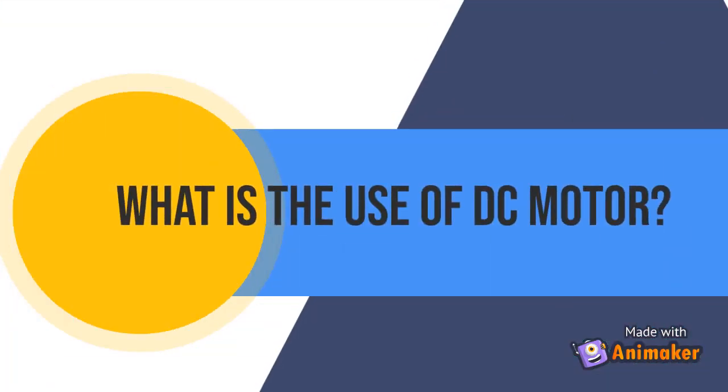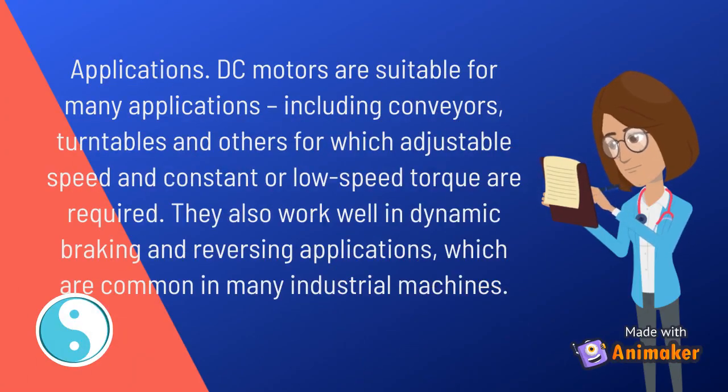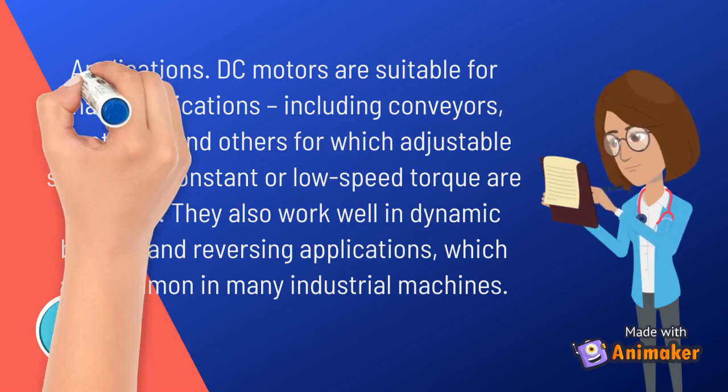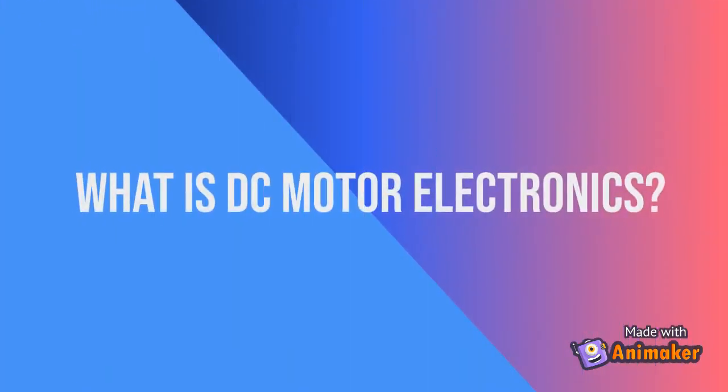What is the use of a DC motor? Applications. DC motors are suitable for many applications, including conveyors, turntables and others for which adjustable speed and constant or low-speed torque are required. They also work well in dynamic braking and reversing applications, which are common in many industrial machines.